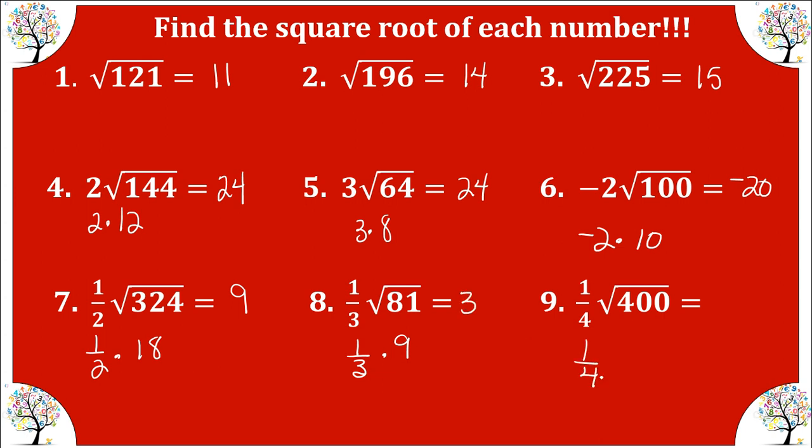We have 1/4 times the square root of 400, which is 20. 1/4 of 20 is 5. 4 goes into 20 5 times. 5 times 1 is 5. The same here as 1/3: 3 can divide into the 9 3 times. 3 times 1 is 3.